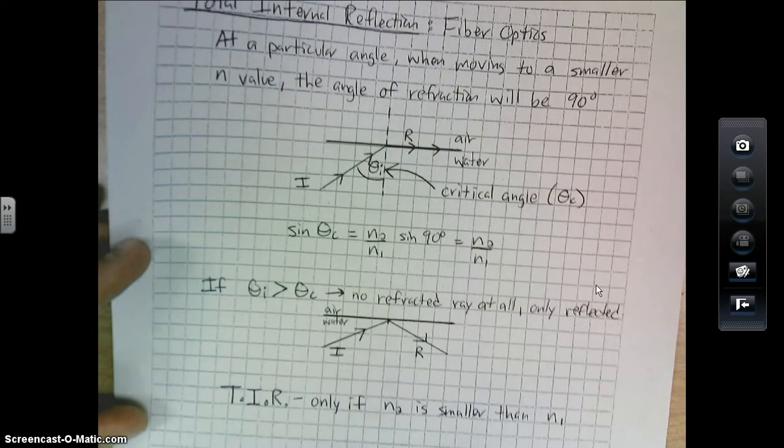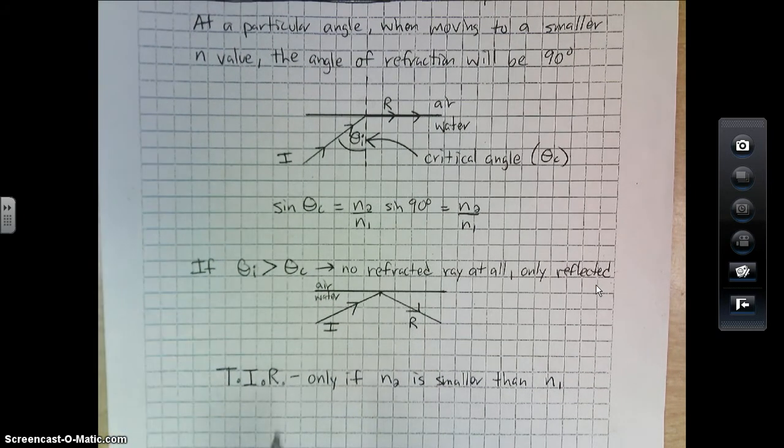Okay. If you look here, let's say the angle of incidence is actually greater than that critical angle. Okay, if that does occur, we don't get any refracted ray whatsoever. All we get is a reflected ray. So we would have the incident ray coming in, and then at that certain angle, you'd get a reflected ray that obeys the law of reflection. Okay, that is known as total internal reflection.